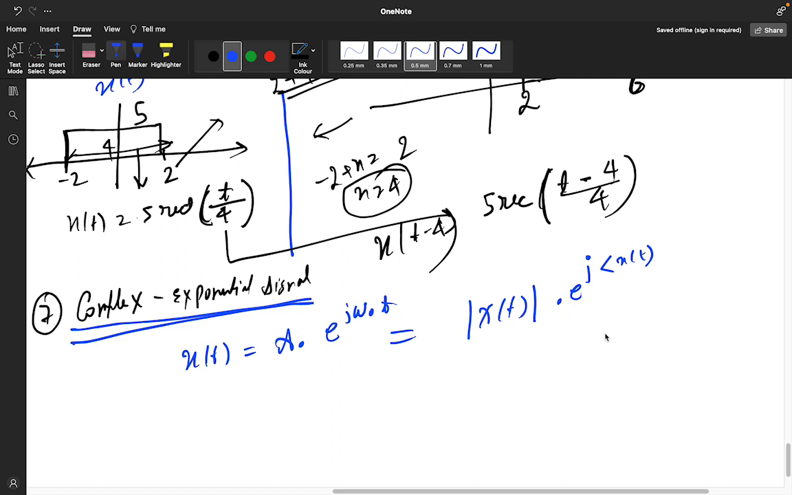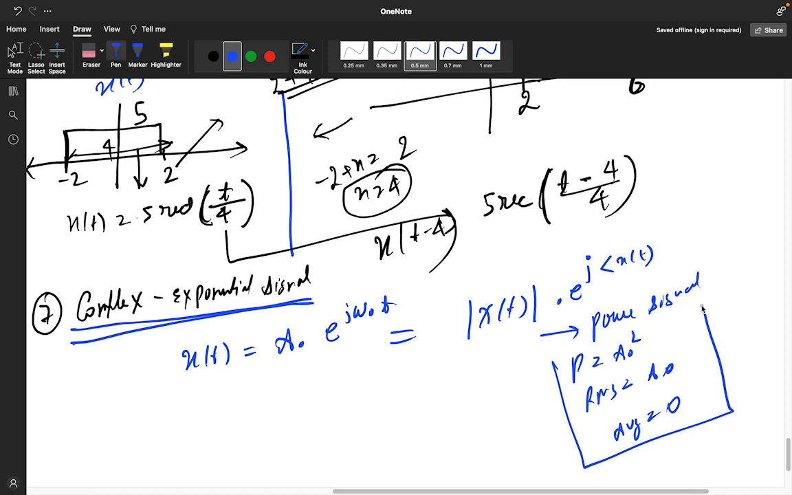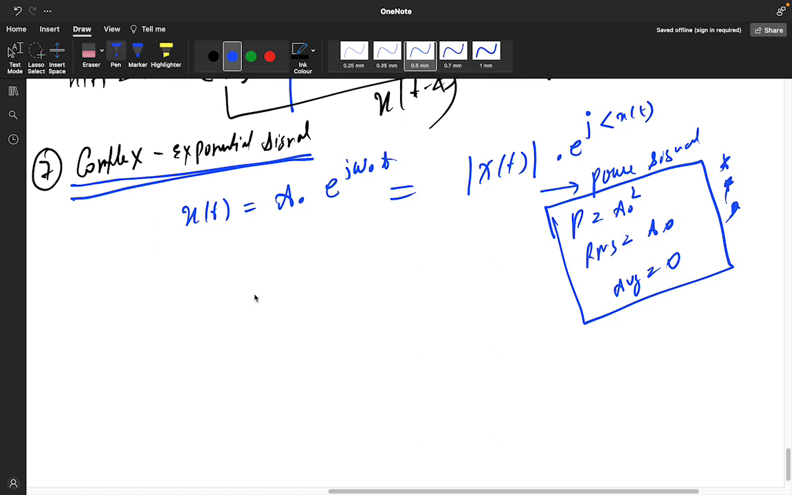These signals are power signals. The power of these signals is A naught square. The RMS value is A naught only, and the average value you will get is 0. These things you need to remember. And mod of x of t will be A naught only.